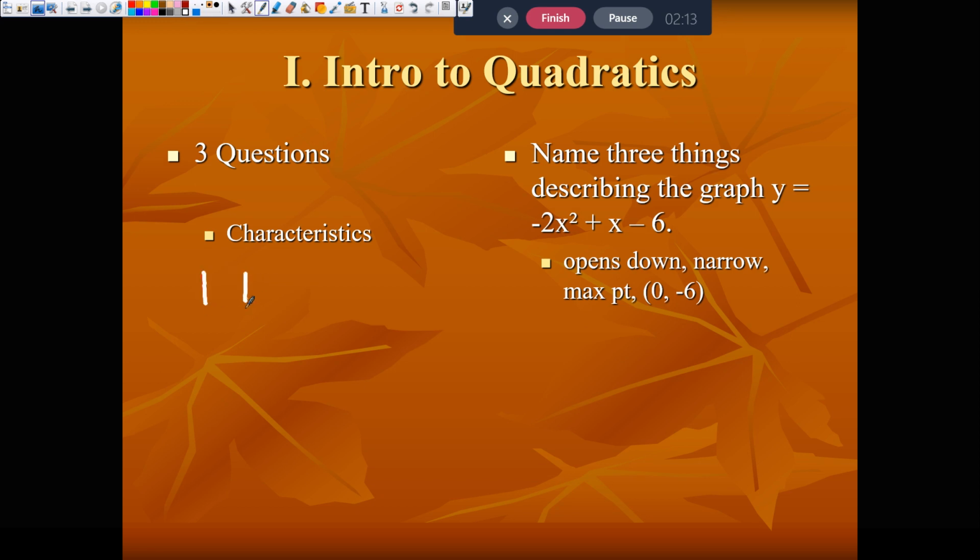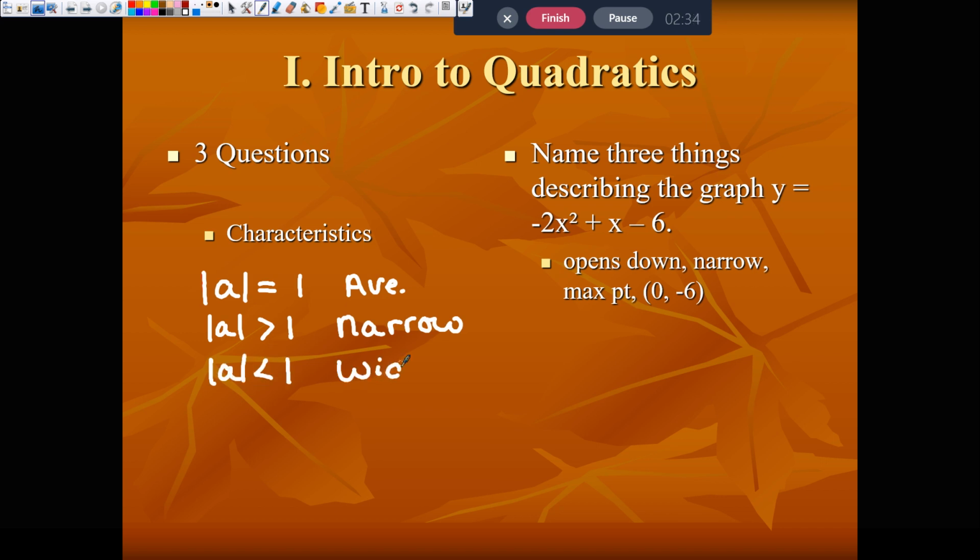The absolute value of A, if that is equal to 1, then it is average. If the absolute value of A is greater than 1, then it is narrow. And if the absolute value of A is less than 1, then it is wide. Okay?